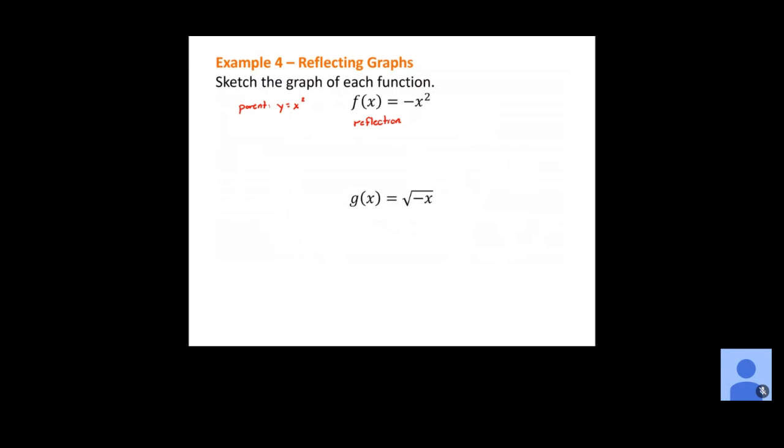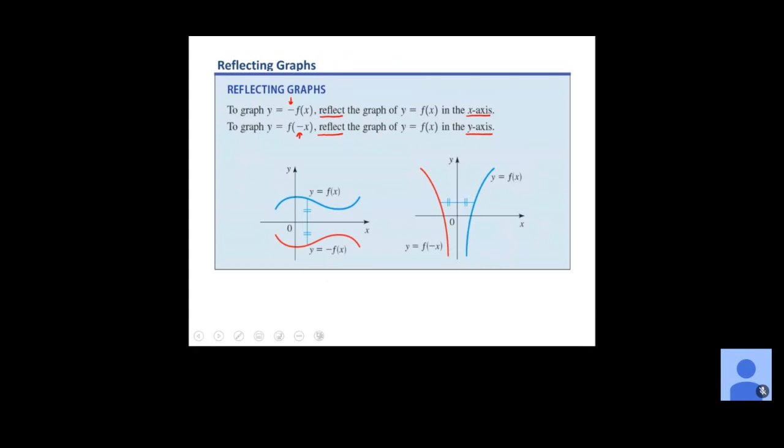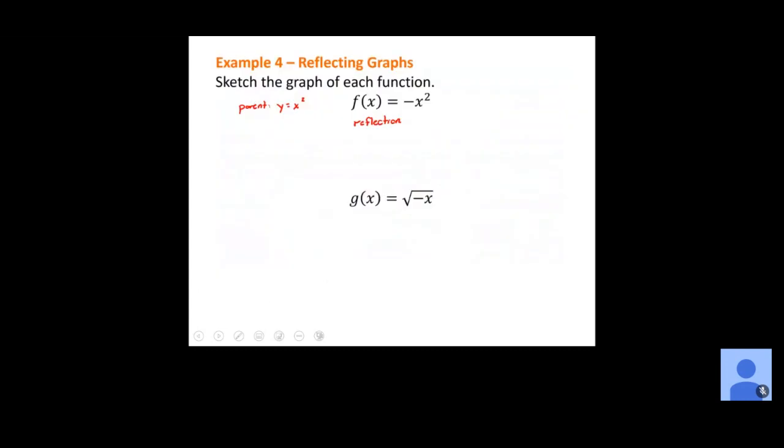It's in front of the entire function, right? So if we go back and we look here, when it's in front of the entire function like that, that's actually going to give us a reflection over which axis? The x. Good. So this should actually be a reflection over the x-axis. And again, it's because that negative value, it's not grouped with the x, right? It's not inside. It's actually in front of the entire x squared, and that's why we get a reflection over the x-axis.